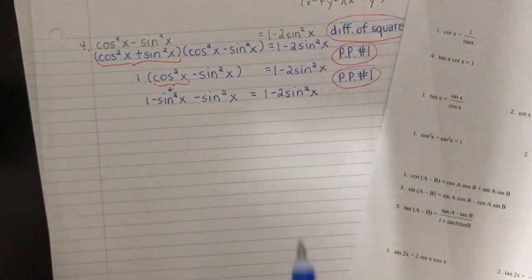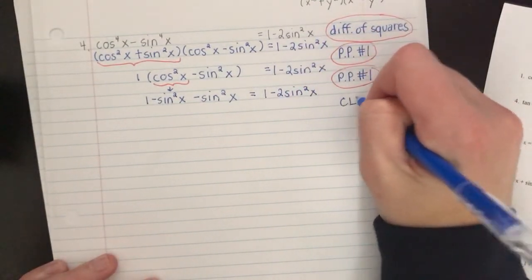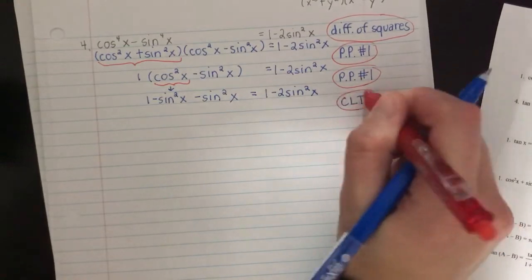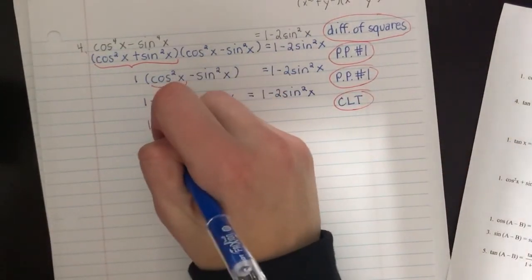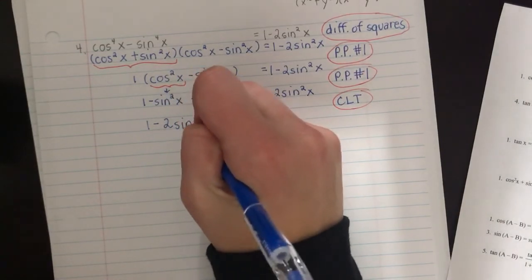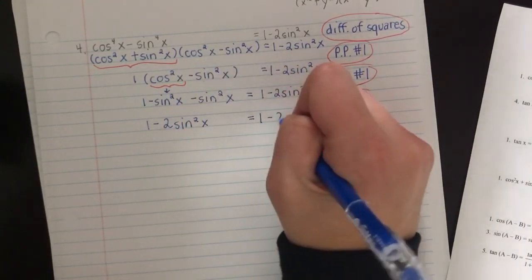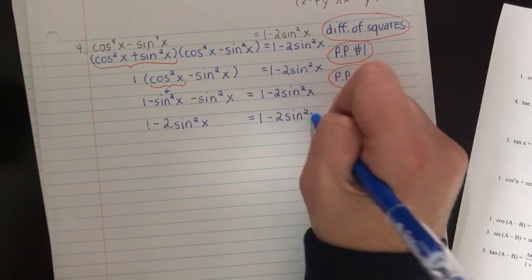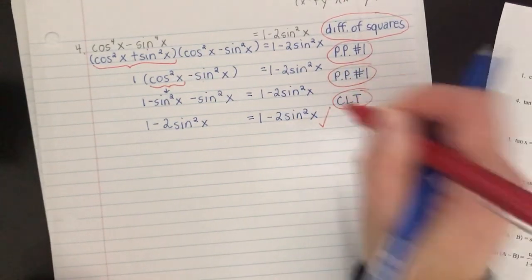Well, yeah, it does. Okay, CLT, collect like terms. So this is 1 minus 2, I've got 2 of these, sine squared x equals 1 minus 2 sine squared x. That's it for today.